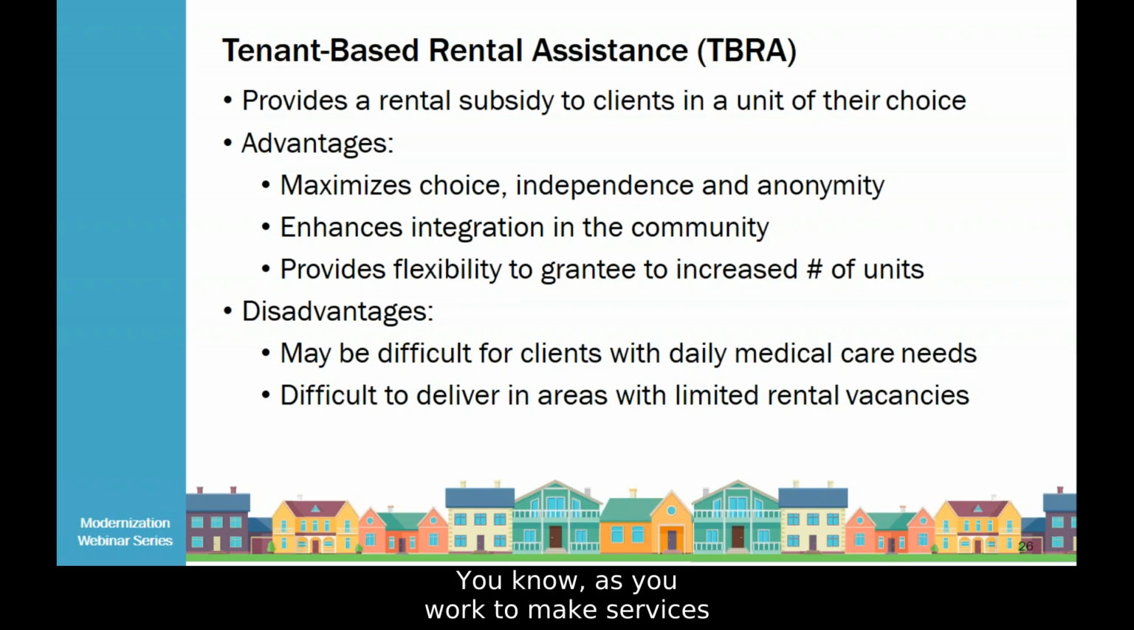As you work to make services available to households in the PBRA program in communities where there maybe is such an expansive geography, you might need to deal with issues of availability, of transportation, and, is there the expertise or the specialized services that a program participant may benefit from that might not be available in every community.